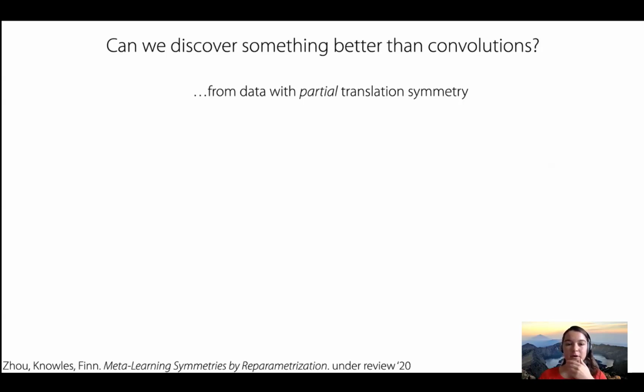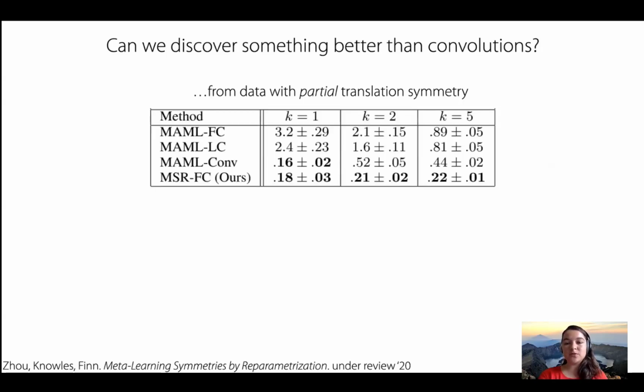What we find is with 1, 2, and 5 filters, MSR is able to discover a symmetry that works well and achieves low mean squared error, whereas MAML with convolutions is able to do well in the k=1 case, but isn't able to do well in the 2 and 5 case because convolution is making too strong of an assumption about the symmetry of the data.